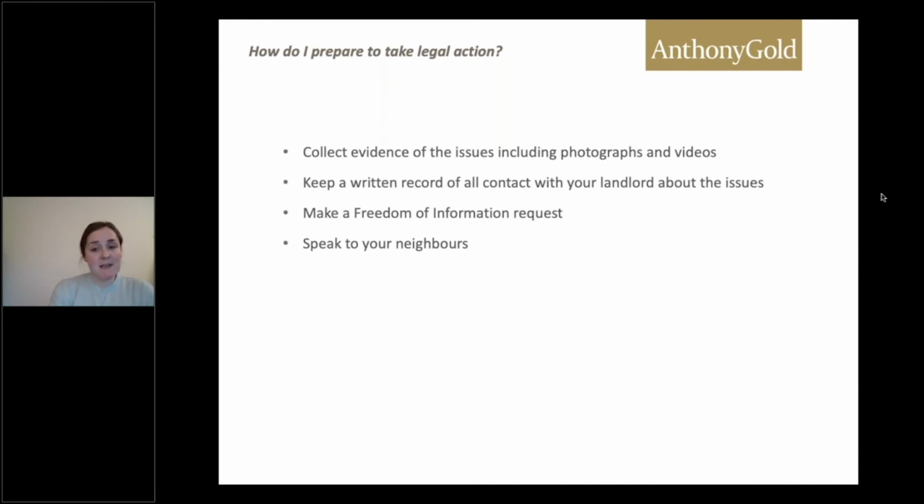Another way to obtain information from your landlord is to make a subject access request. Freedom of information requests are limited to public bodies, but a subject access request can be made to any landlord, even if they're not a public body or a local authority. And so you can make a subject access request to obtain any documents that contain personal information about you. And that's also a helpful thing to do in order to prepare for legal action.